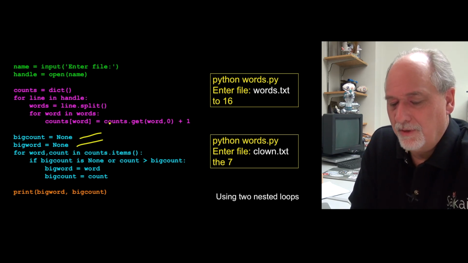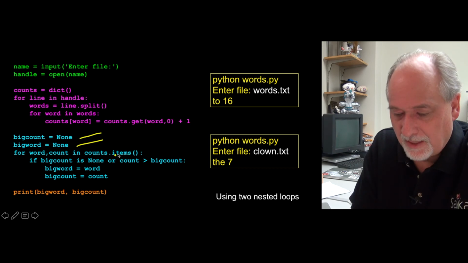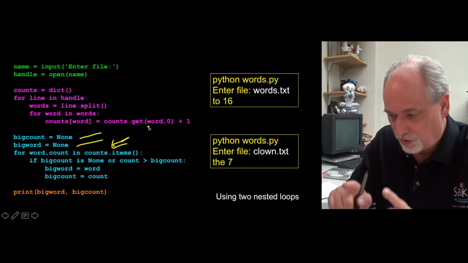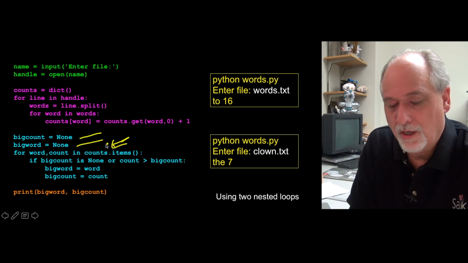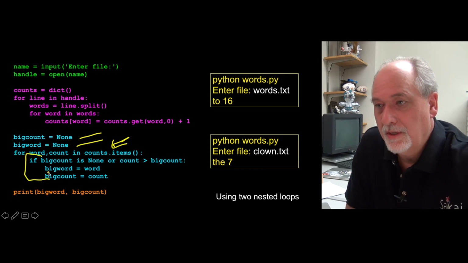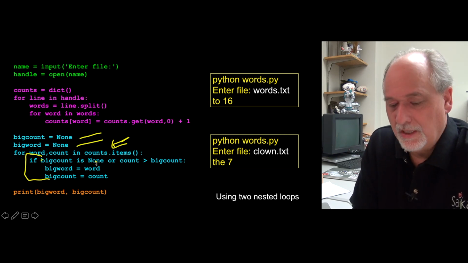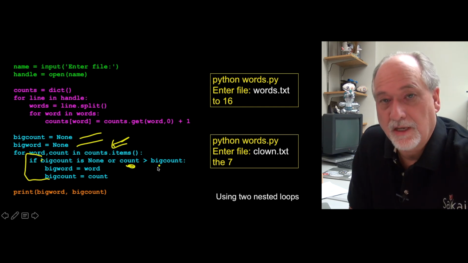And then we're going to write one of these cool things that says for word, count. So word and count are going to go through the key-value pairs, because we've got items here. It's going to loop through each key-value pair. There could be a million words in here, and we're going to go through every one. And we're going to make sure that big count is the largest count we've seen so far. If it's none, well, then we haven't seen anything, or the count we just read is greater than the big count so far.